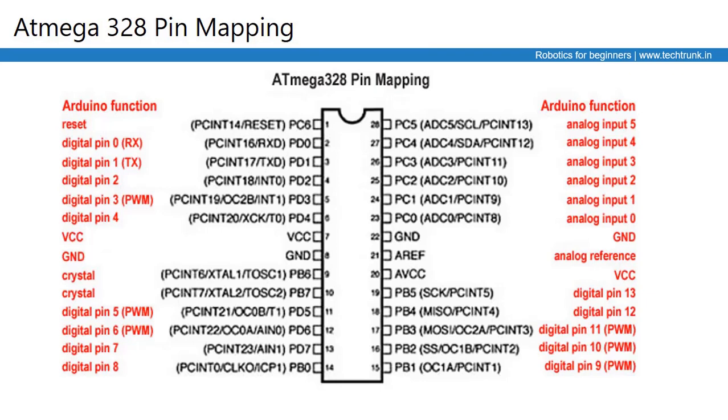Port D, which ranges from PD0 to PD7, has eight pins, and PD0 and PD1, that is RX and TX, are matched to pin number 0 and pin number 1 of Arduino Uno. Other than that, we have VCC and ground on ATmega328, and AREF and AVCC on ATmega328 for operation of the ADCs.